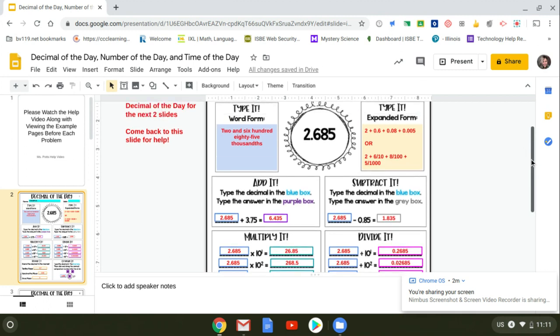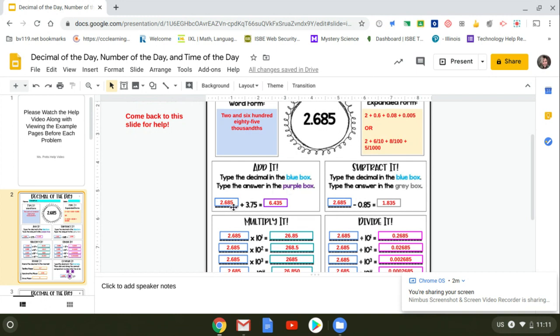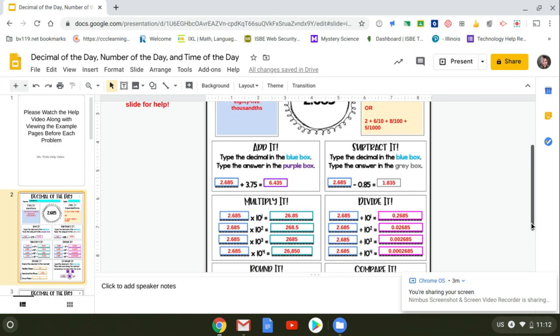So after you do expanded form, you're going to add the decimal. So 2 and 685 thousandths plus 3 and 75 hundredths. So you're probably going to need a piece of paper to add those two up. After you add them, you're going to type your answer. In this case, I got 6 and 435 thousandths. You're going to do the same thing, but subtracting it. So you're going to do 2 and 685 thousandths minus 85 hundredths, and I got 1 and 835 thousandths.